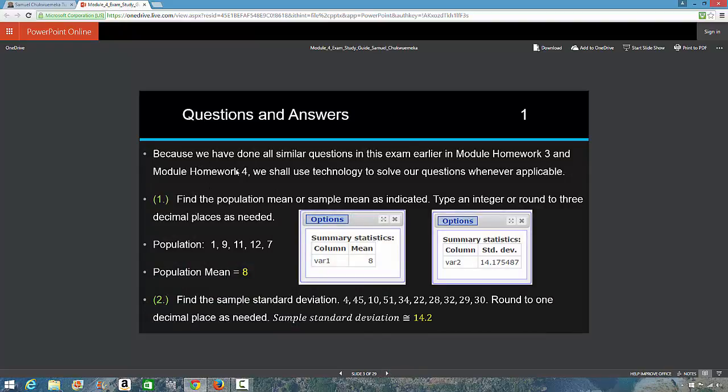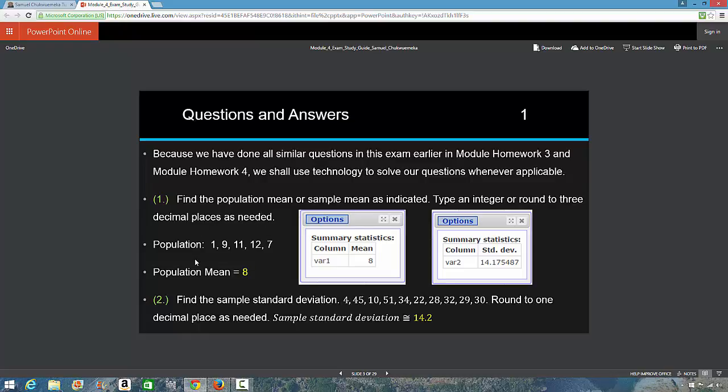Because we have done similar questions in a Module 4 homework, we are going to use technology to solve our questions as applicable. In the Module 4 homework, we did it both by formula or by hand and also by technology. So we spent much time there. Here we shall use mainly technology to answer our questions as applicable.